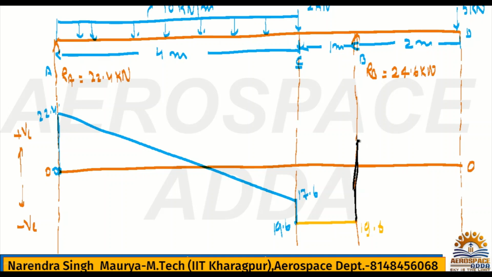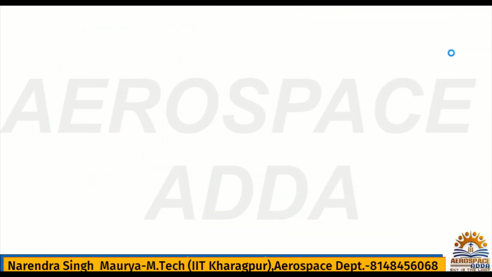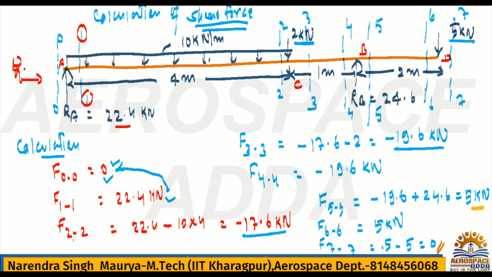So somewhere here this is nothing but 5 kilonewton, right? On the same line. This is just before B and just after B. Now coming to the D value. Just before D means 6-6. So F5-5 and F6-6 will be the same because there is no force here. So this value will be the same.